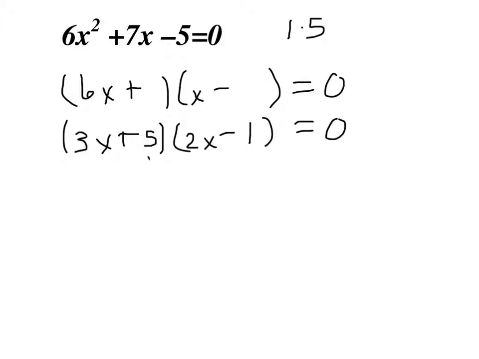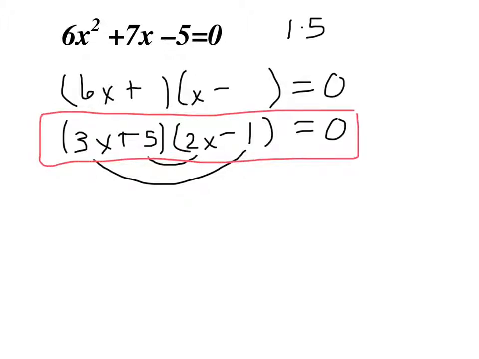That gives you 10x minus 3x. That gives us our middle term of 7x. So this is our factoring solution here. But we have to keep going. It's not our final solution. We have to set each individual factor equal to 0. Then we have to solve for x.